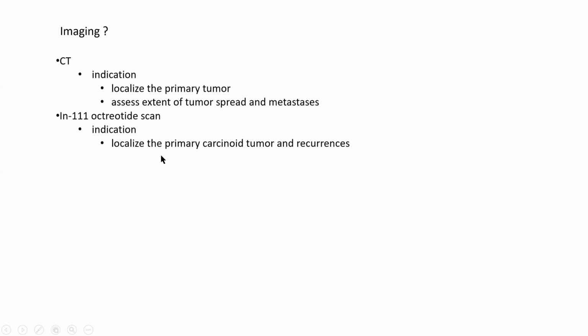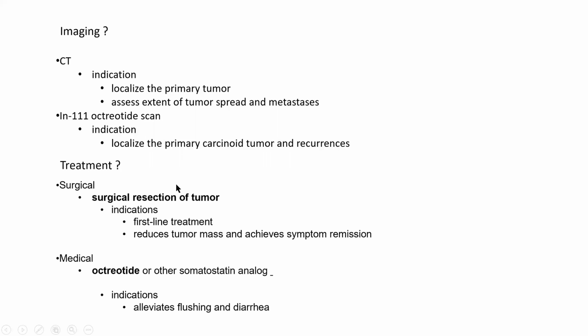So we can do abdominal X-ray, and then we can also use the CT scan. So it is CT scan, octreotide scan, nothing more. To localize the primary tumor and assess the extent of the tumor and its metastasis, CT scan. To localize the primary tumor site or its recurrence, it is octreotide scan.